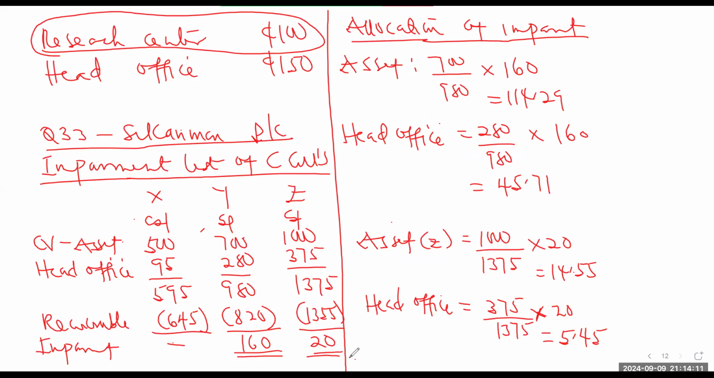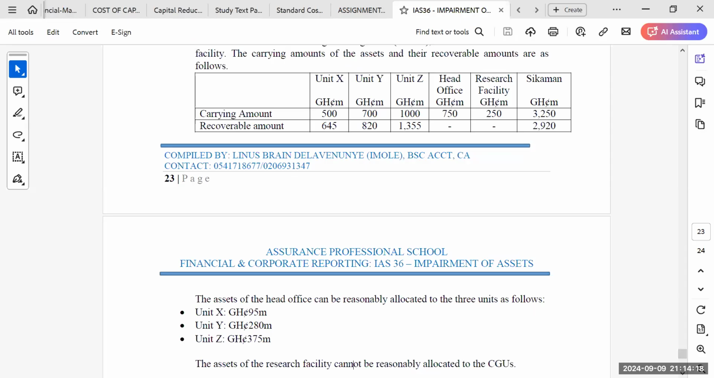So what we do now is that the question will always give you the value as a whole. Even if it is not given, you add all the recoverable amounts. What is the recoverable amount of the entity as a whole, the group as a whole?